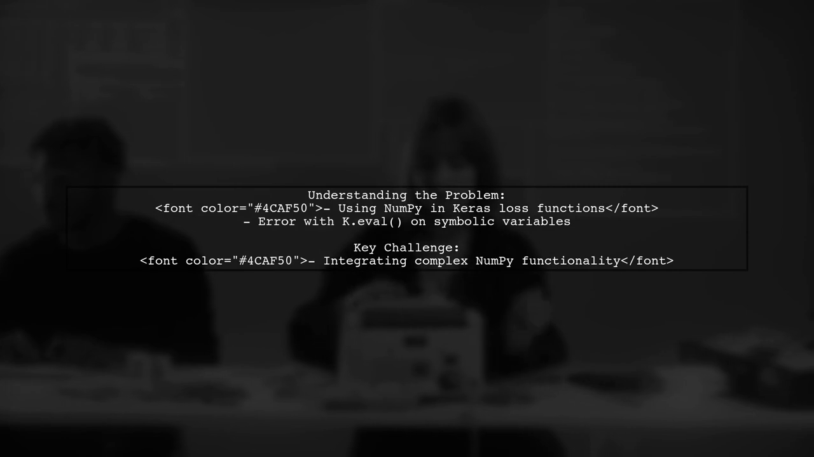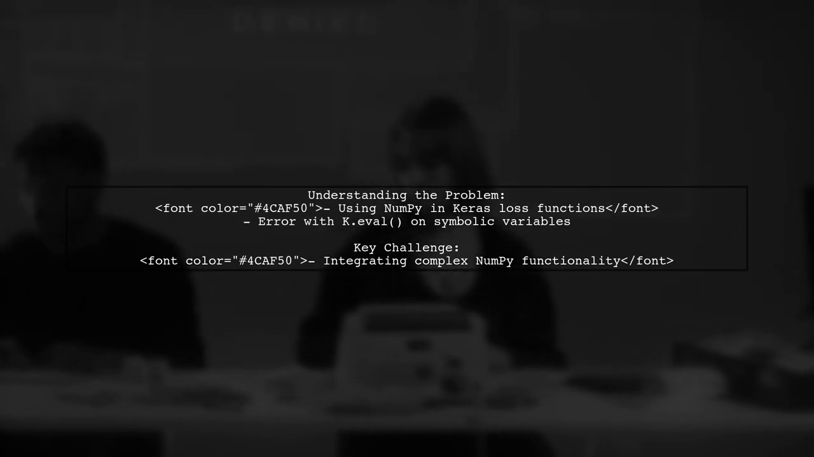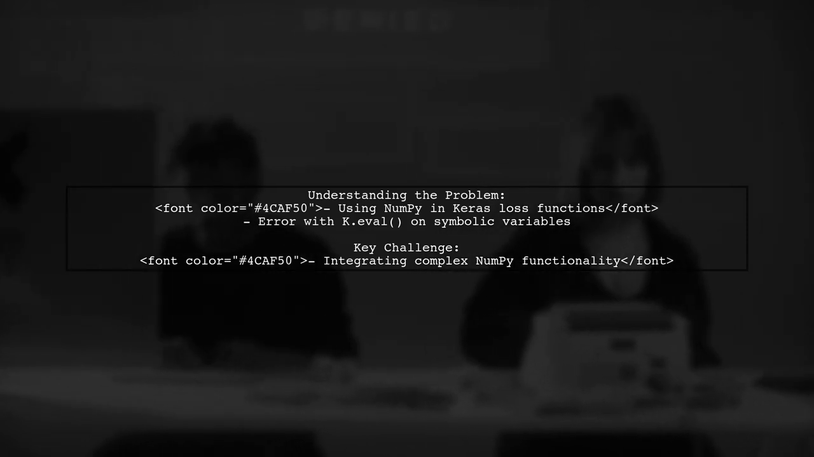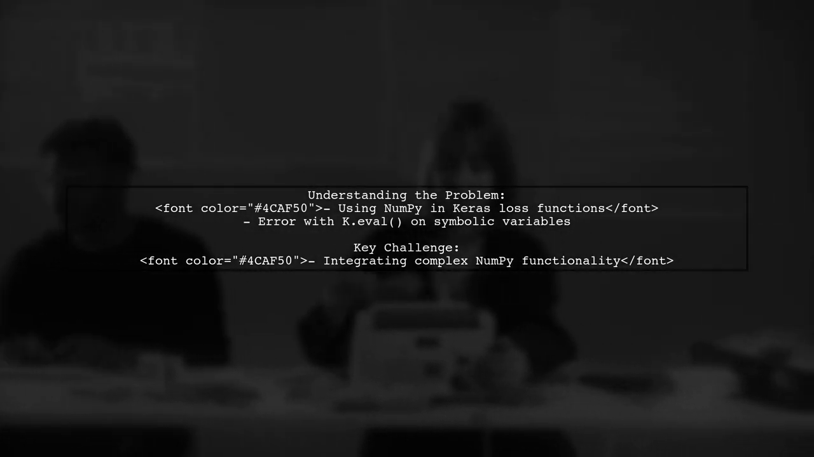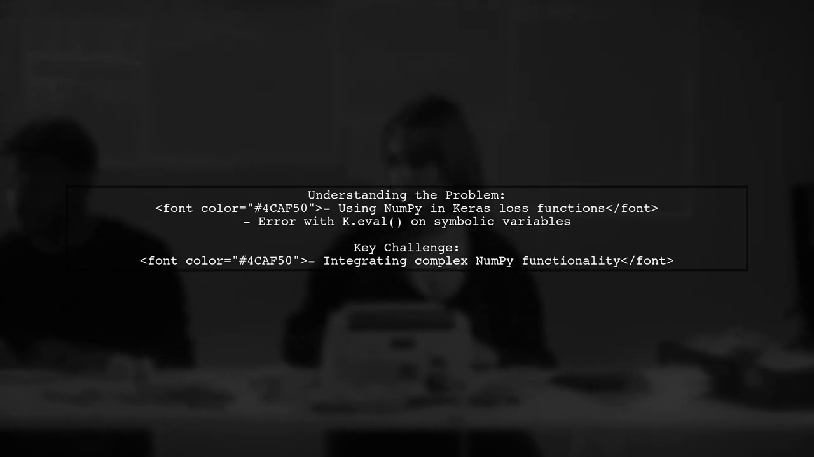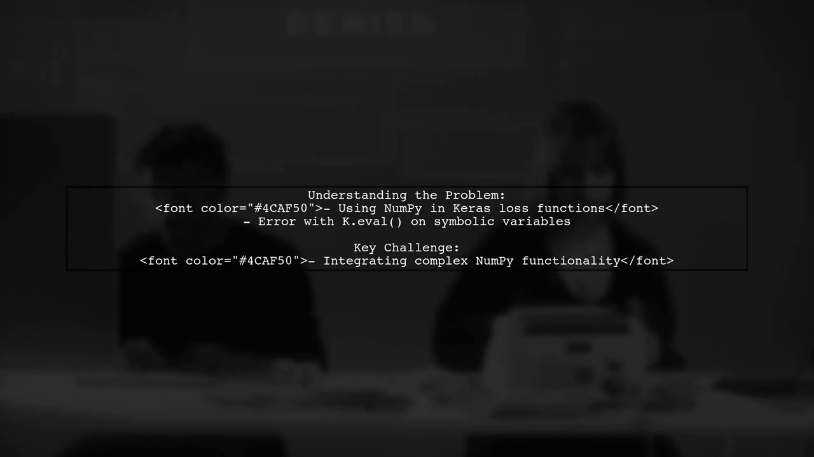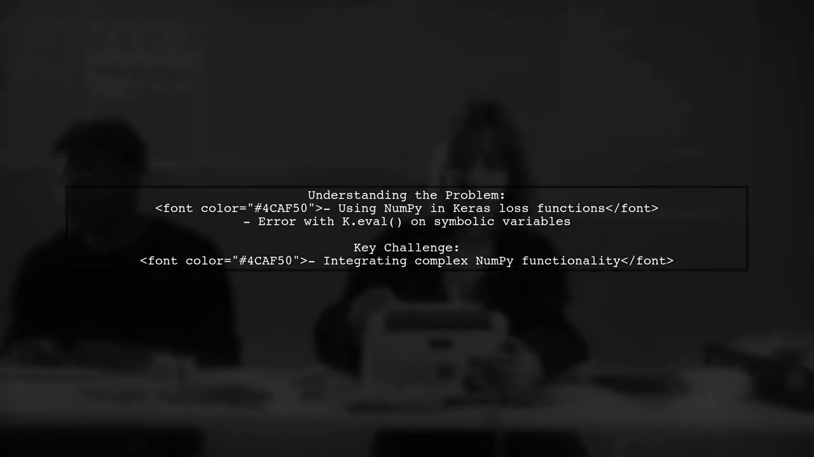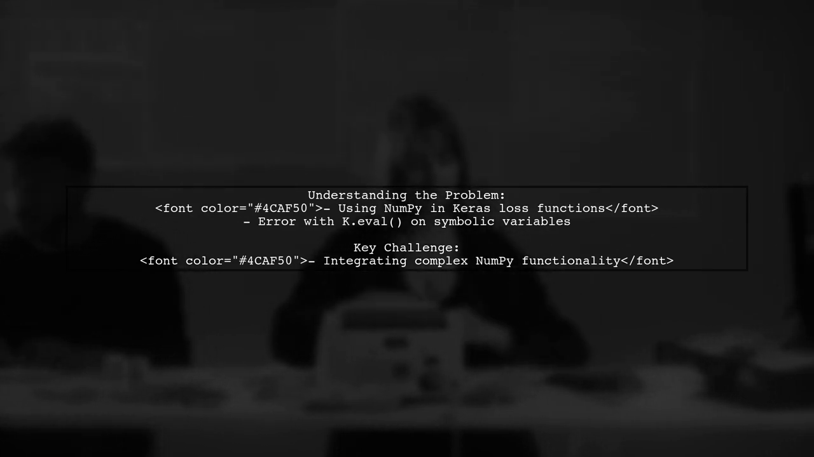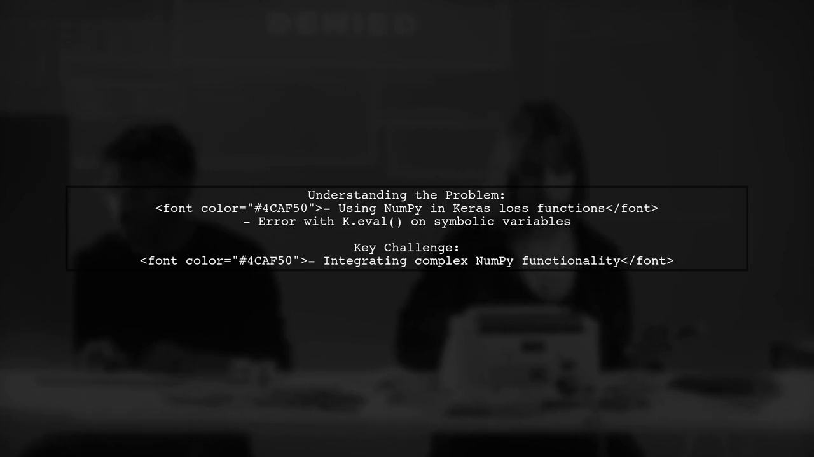Let's break down the issue. Our viewer is building a neural network and wants to incorporate a NumPy function into their custom loss function. Specifically, they need to find nearest neighbors using the CKDTree functionality from SciPy. However, they're encountering an error when trying to convert their output tensor to a NumPy array using KEval. This leads to an invalid argument error during model compilation.